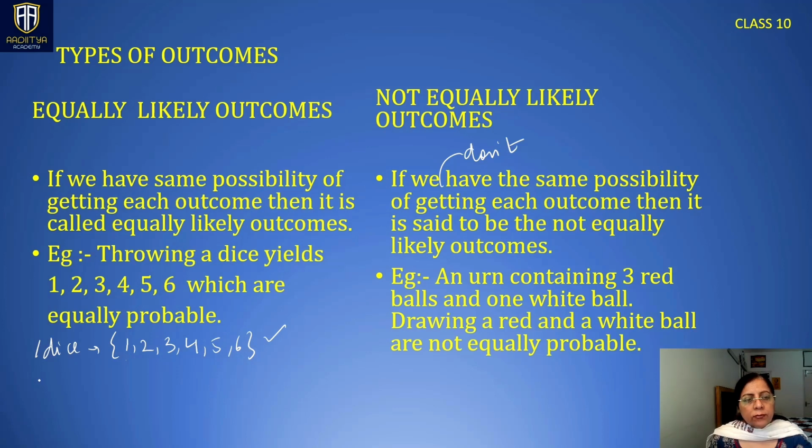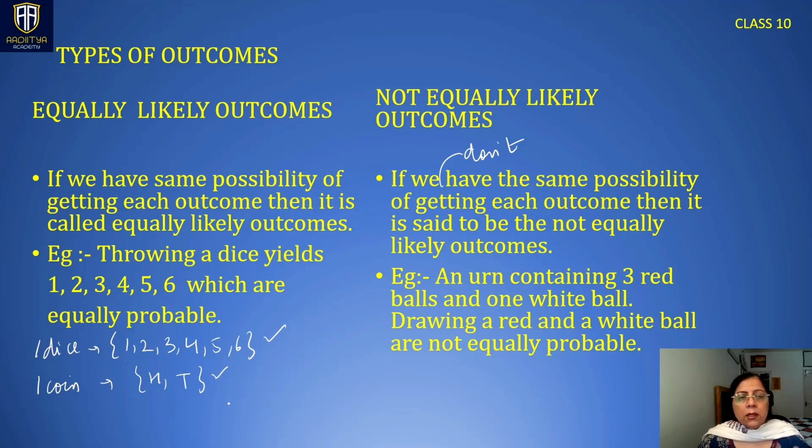Like in case of one coin, we have head and tail. We have only 2 outcomes. You must have seen that in case of tossing a coin, we always start the game of cricket and a few other games in which we first toss one coin to decide which team will have the first chance. So that is why a coin is tossed.